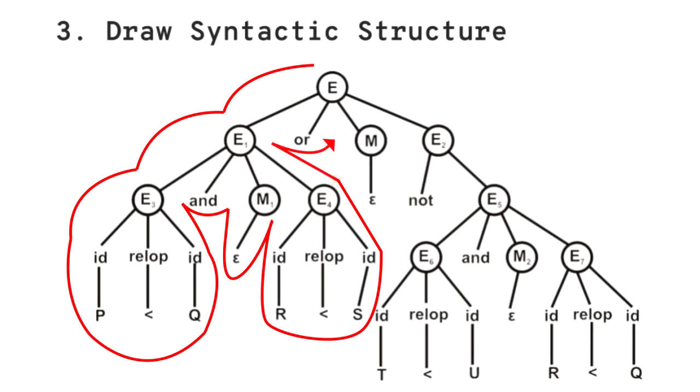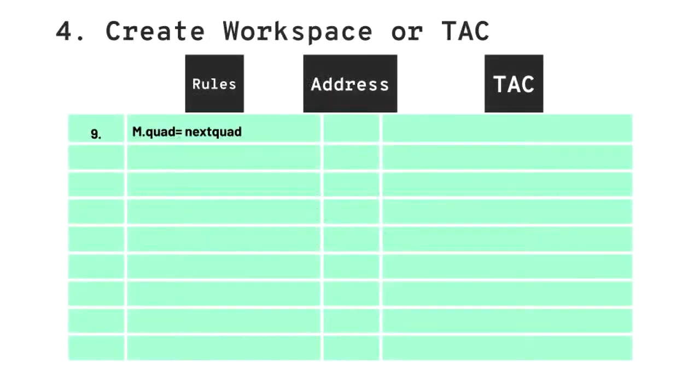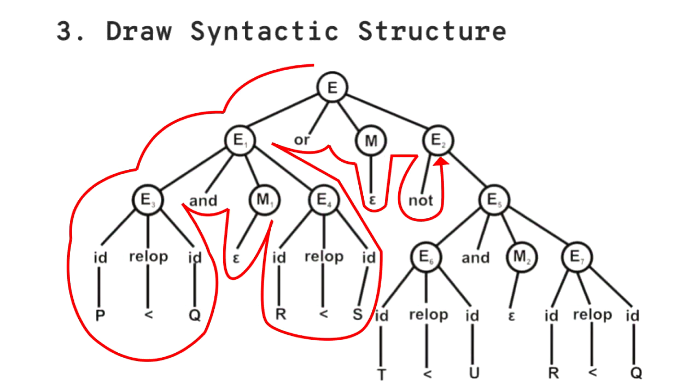Next node in this line is node with programming construct OR. Firstly, we need to prepare node E2 for this operation. So we skip past it to node M. The semantic actions associated with it are m.quad equals to next quad. The address generated will be 104. The next node is E2. Its child nodes are programming construct NOT and E5. We cannot perform the next operation until node E5 is ready. So we move to the node E5.